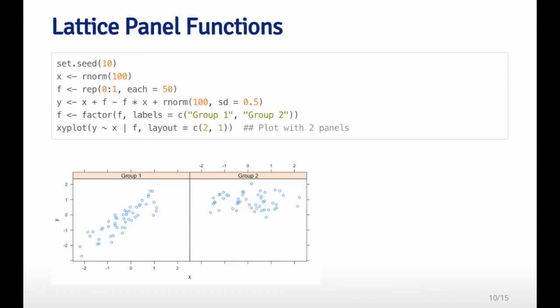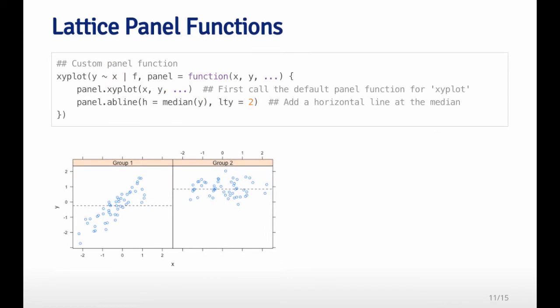You can see here I'm generating some random data that follow a linear model, and I create a factor variable, which is basically just separating out group 1 and group 2. And now I want to plot x and y by group. Here I've got two panels. In group 1, it looks like a strong linear relationship, and in group 2, it looks like there's no relationship.